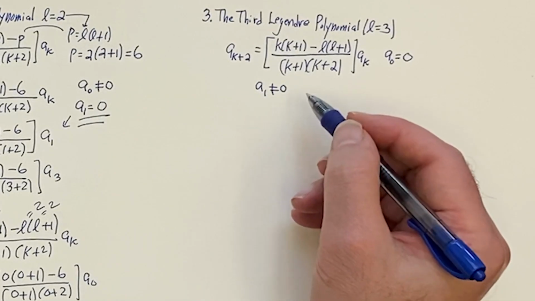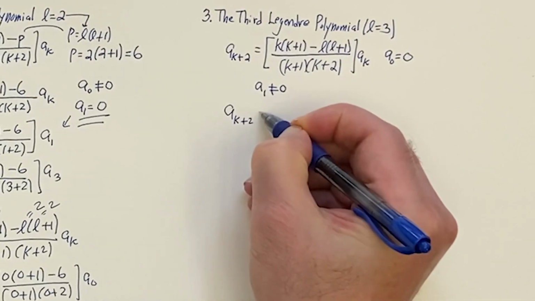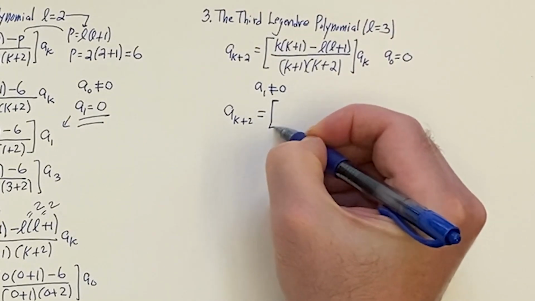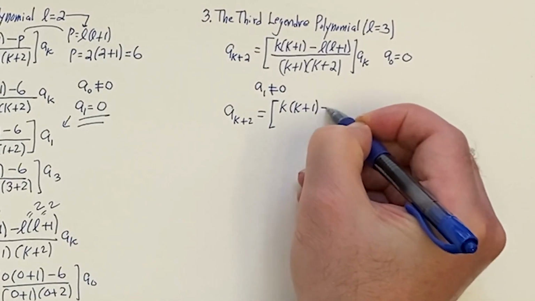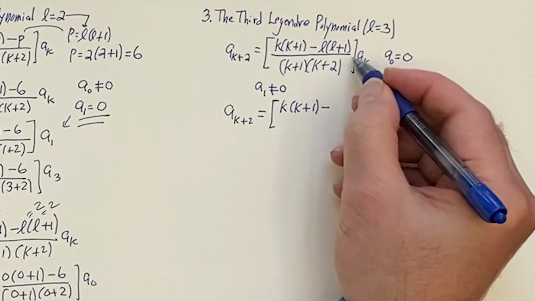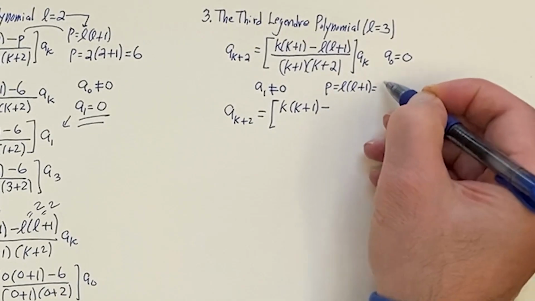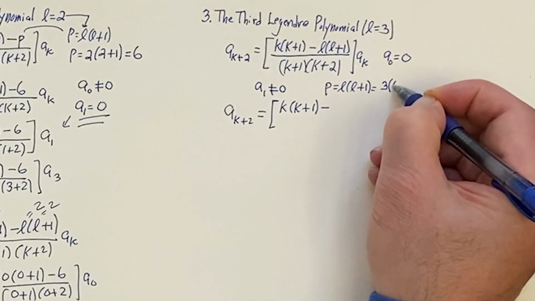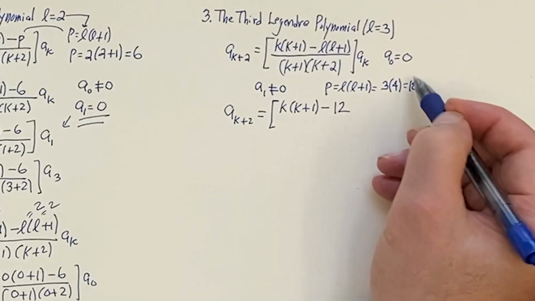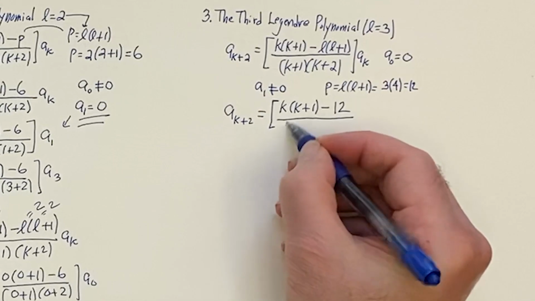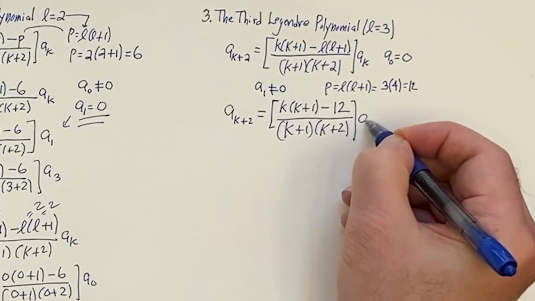And here we will find for this specific case, K plus 2, we can go ahead and plug in for the L, since that will be a constant for this case. And if you put in L, this P is going to be L plus 1, and that's going to be 3 times 4, 12. So this will be a 12. The P will be 12 over K plus 1 and K plus 2, A sub K.